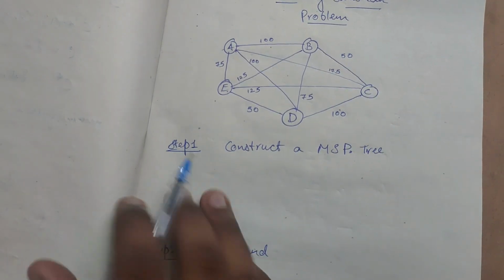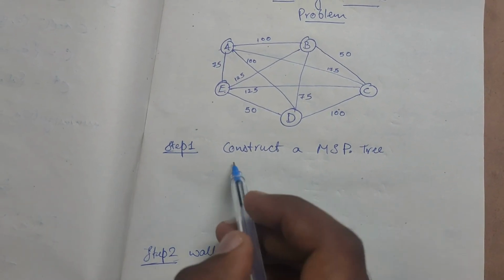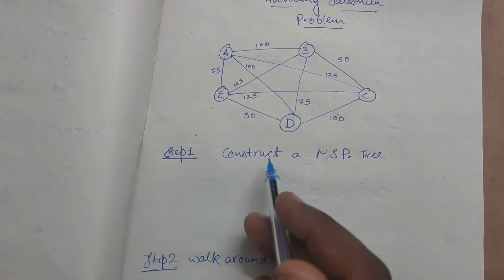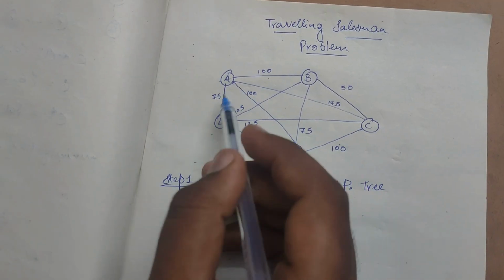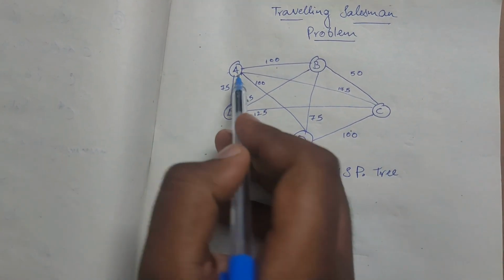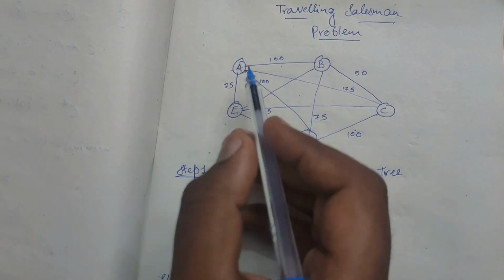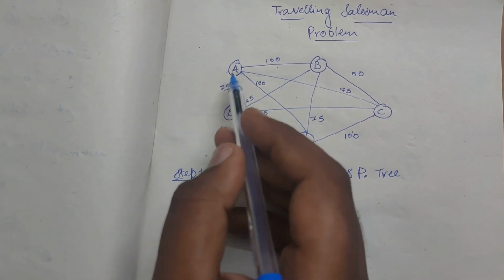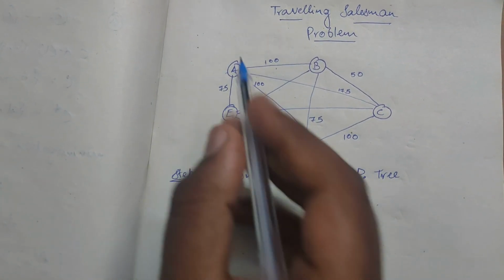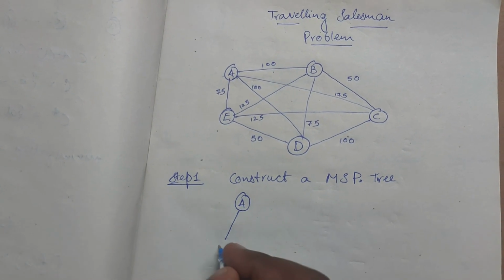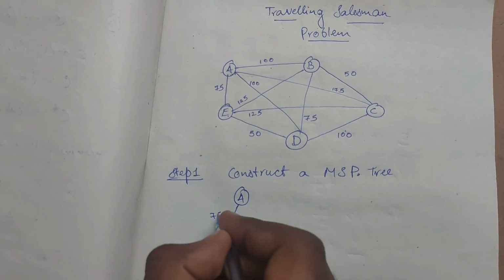Fine. So for this, step 1 would be constructing a minimum spanning tree. So how do we draw a minimum spanning tree? Suppose the traveling salesman starts from city A. City A is his hometown. So from here he will look which path is the least costing. So 75, A to E. Fine. So A to E costs him the least, which is 75.